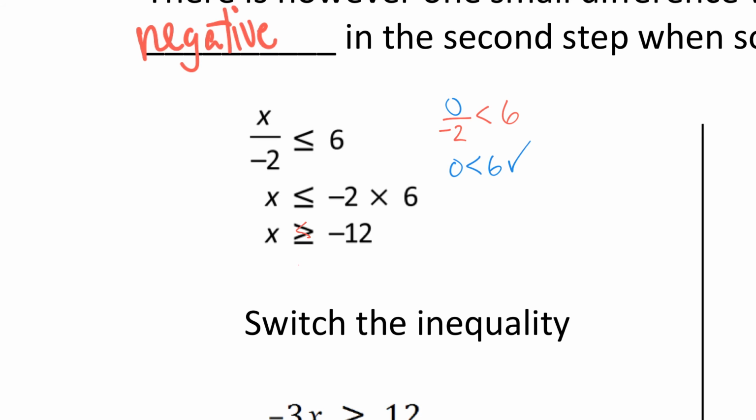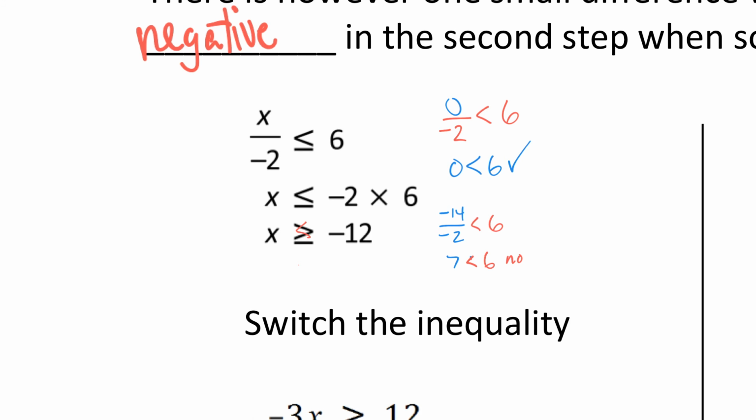A number smaller than -12 would be like -14. -14 divided by -2, is that smaller than 6? Well, -14 divided by -2 is 7, and is 7 less than 6? No. When I didn't switch it, I got something that was false, but when I did switch it, I got something that was true. That is the one tricky part about inequalities.